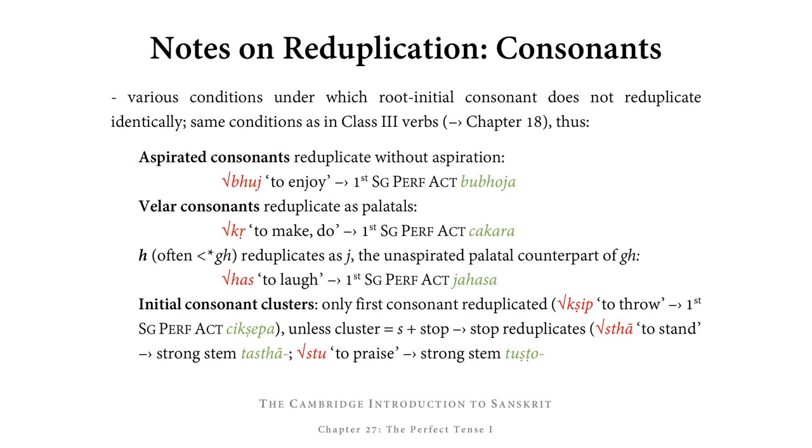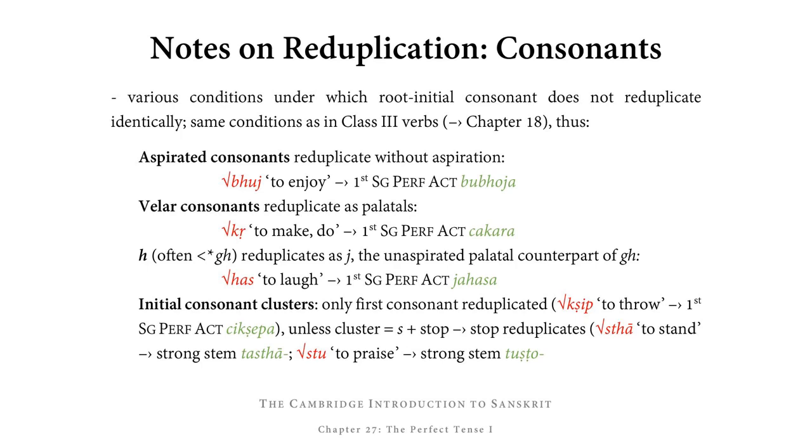The exception to this rule concerning initial consonant clusters is if the cluster consists of s plus a stop. In that case, it is the stop that reduplicates. So, for example, of sthā, to stand, we have in the perfect the strong stem tasthā. So we find the t reduplicating, but without its aspiration, so not as th, but as t.